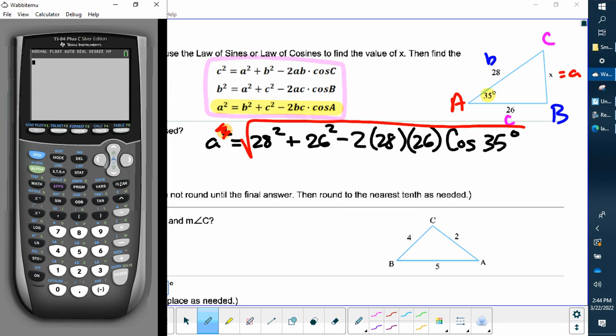All right, so let me clear that out. So big square root, and I'm going to let this thing just keep growing and growing. 28 squared plus 26 squared minus 2. You can use parentheses or the dot, it doesn't matter, times 28 times 26, the cosine of 35, and I like to close my parentheses. Enter. And there's my answer.